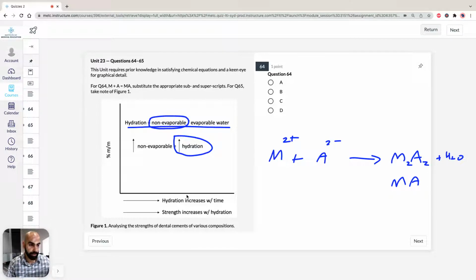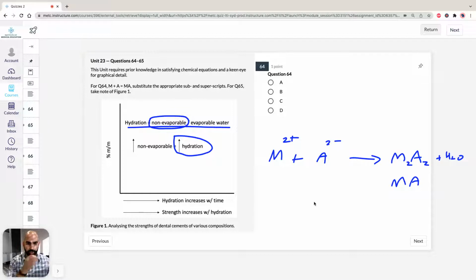And we also see that as the more hydrated cement increases, the compressive strength increases. So keep that in mind. So when you look at this graph, all the different possible trends and what the units are telling us. So let's take a look now at question 64.